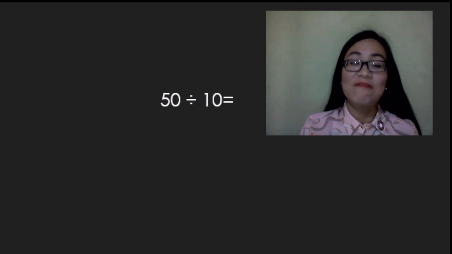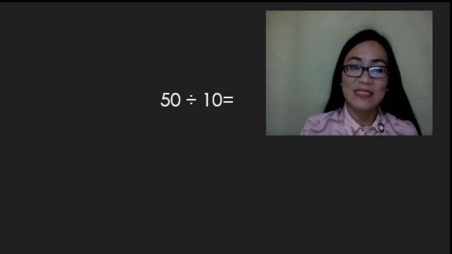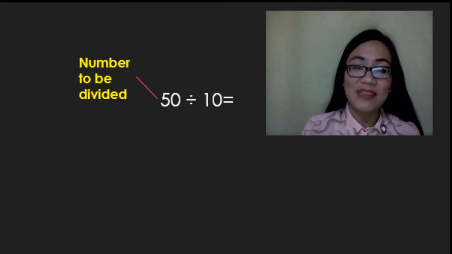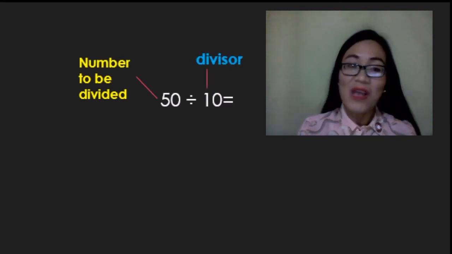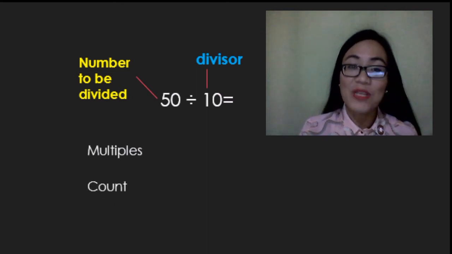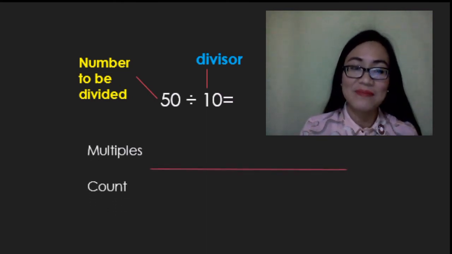Now let's discuss the last example. 50 divided by 10. In this example, 50 is the number to be divided and 10 is the divisor. Now we are going to find again the multiples of the divisor, and we are going to count how many multiples we make.